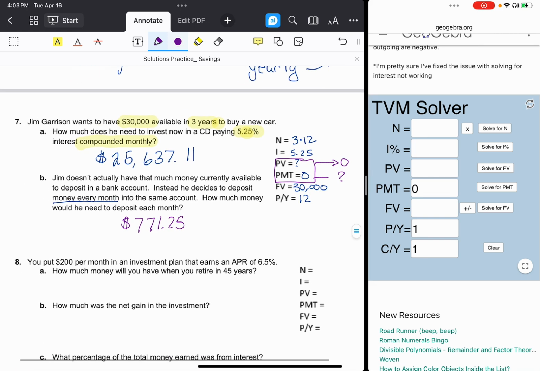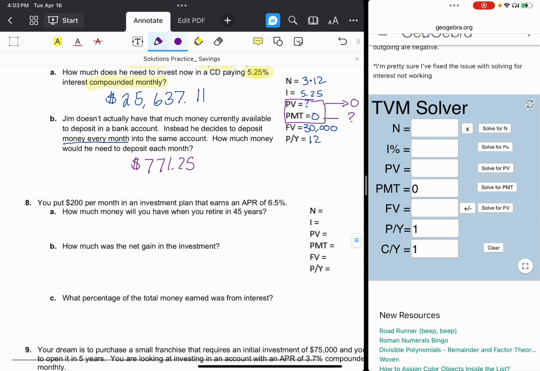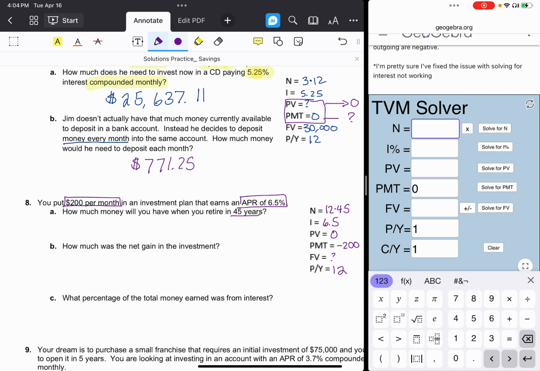Okay, next problem, clear out our TVM solver. We put in $200 per month into an investment that earns an interest rate of 6.5%. How much money will you have when you retire in 45 years? So it's monthly, so 12 times 45. Interest rate is 6.5. We don't have a lump sum. Instead, we're paying $200 a month. We want to know how much money we'll have, and it's 12 payments per year. So I'm just going to go through 12 times 45.